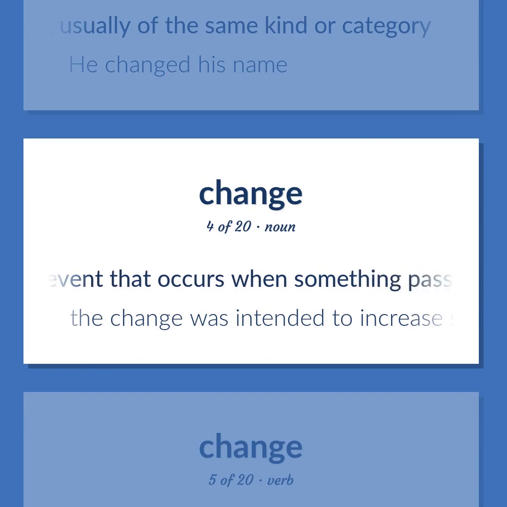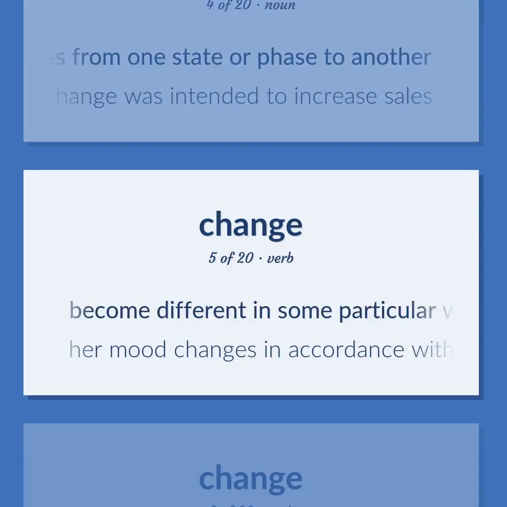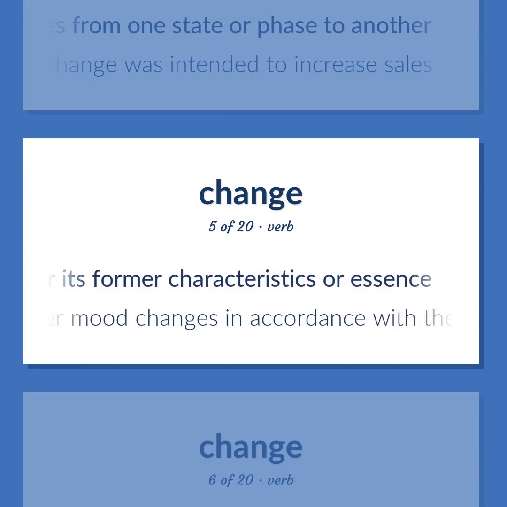An event that occurs when something passes from one state or phase to another. The change was intended to increase sales. Become different in some particular way, without permanently losing one's or its former characteristics or essence. Her mood changes in accordance with the weather.